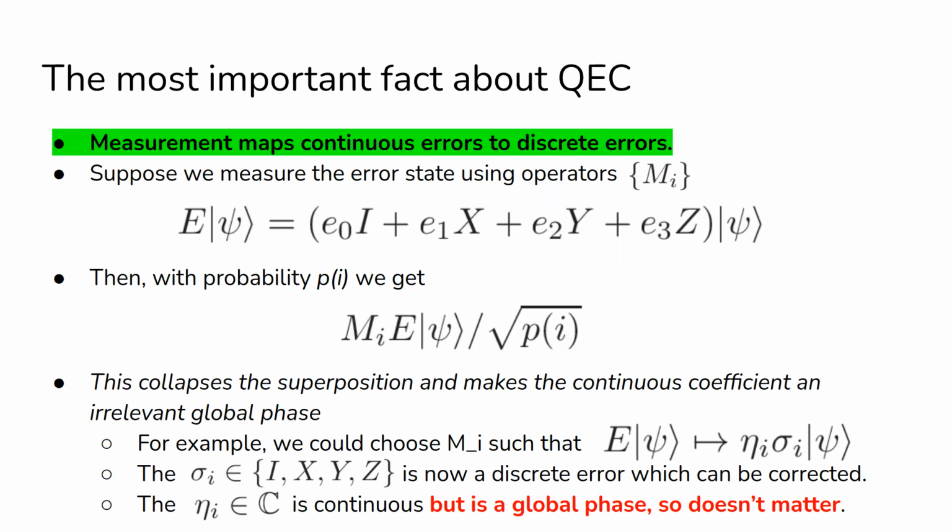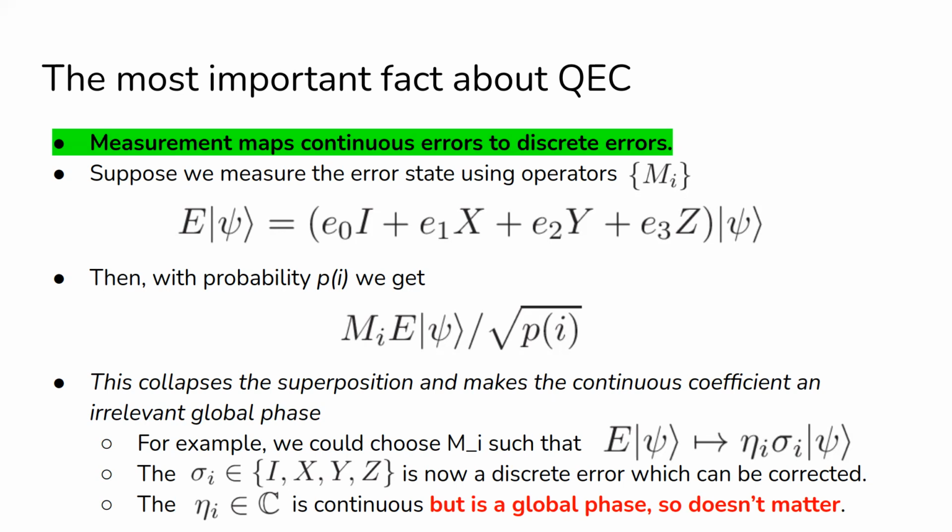Questions about this? There's a nice quote. This is not stressed a lot in many textbooks. There's one which does, Eleanor Rieffel's textbook. Eleanor's at NASA. And she says about this that measurement has this sort of magical property where we could say that we force an error to happen by measuring, but by forcing it to happen, that maps the continuous to the discrete errors. So that's the key thing.